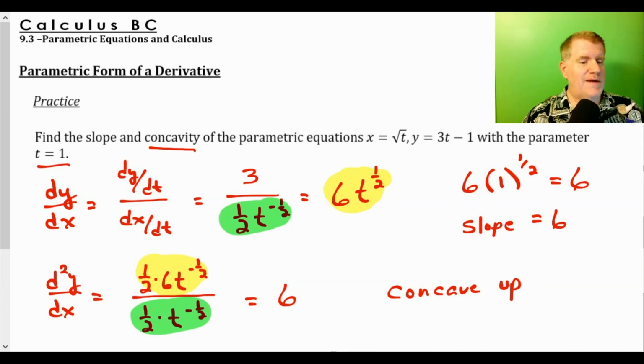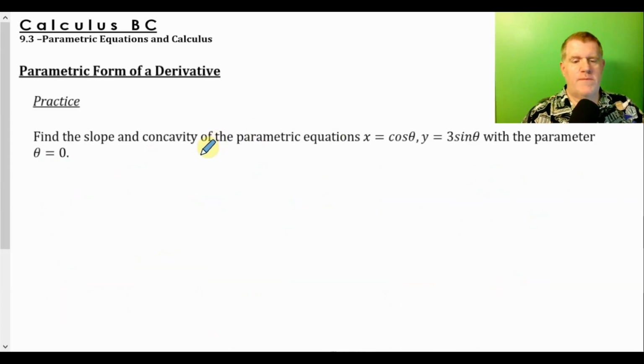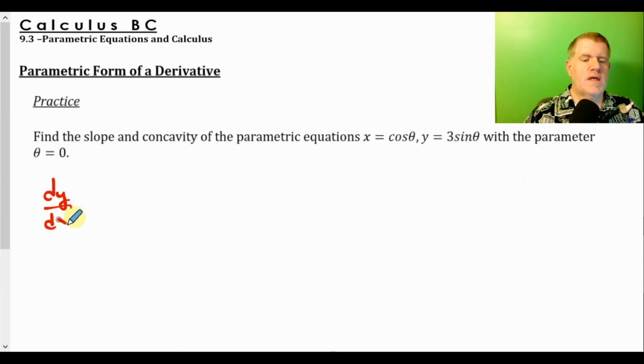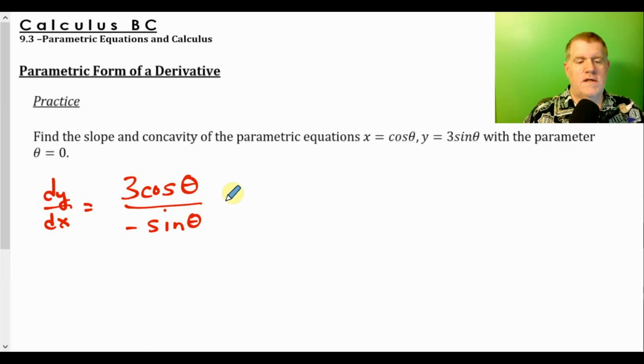All right, let's try another one. This time our parametric equations are x equals cosine theta and y equals 3 sine theta. For the first derivative, take the derivative of y with respect to theta this time. The derivative of y would be 3 cosine theta, because the derivative of sine is cosine. The derivative of x is negative sine of theta. If you plug in 0 for theta, you're going to get a 0 on the bottom, so our slope is actually not defined at 0.